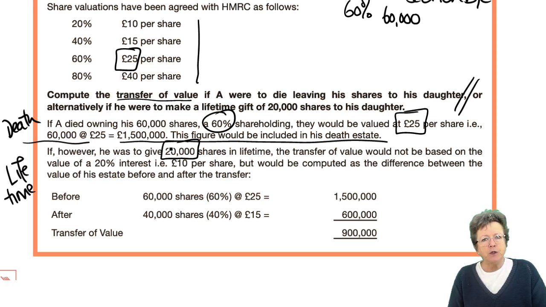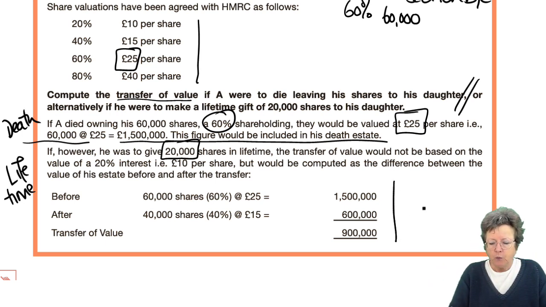What we have to do is work out the difference between what did he have before, which was a 60% holding, and what does he have afterwards. What has he lost? Not what has he given away, what has he lost? The loss to the donor principle, diminution. So this calculation will get you marks in an exam.